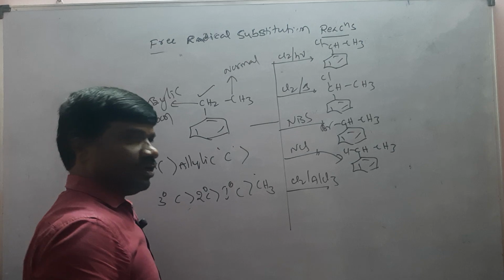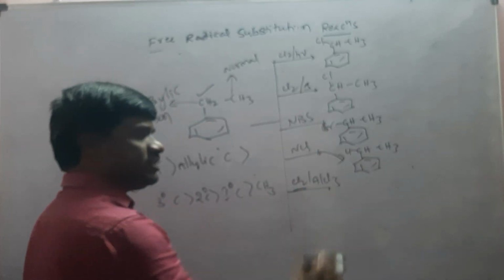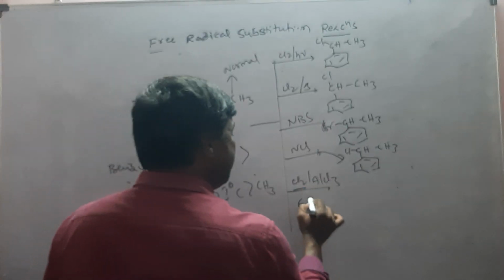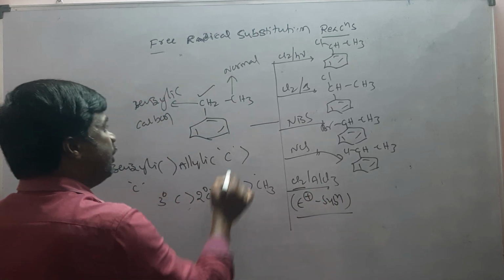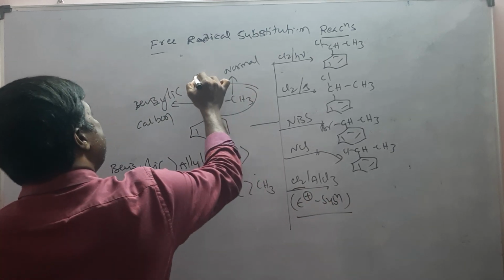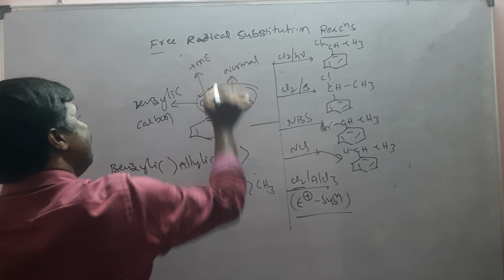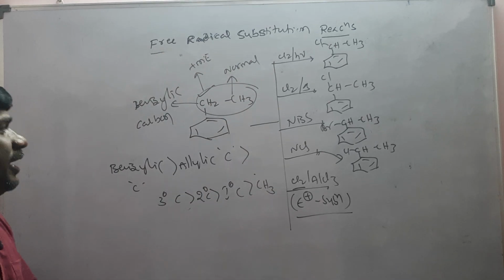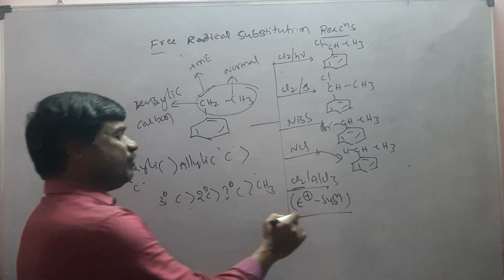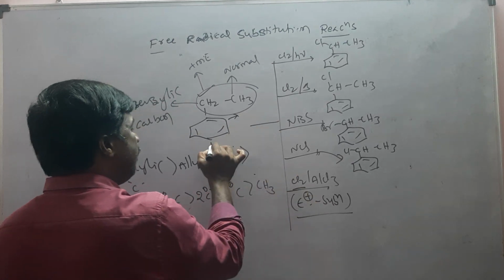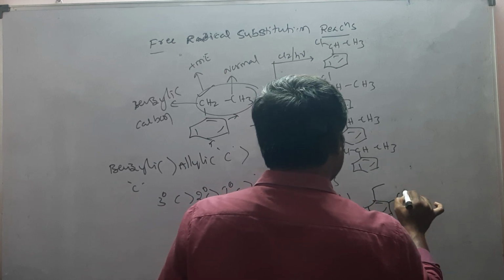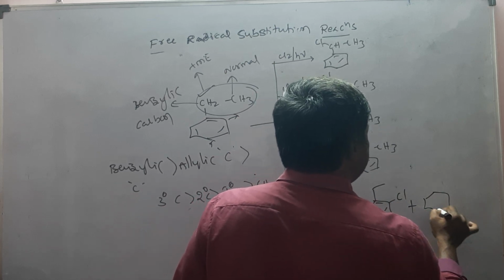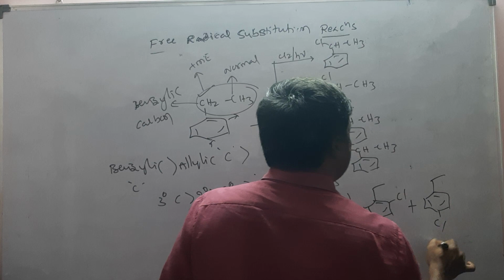Whereas in this case, Cl2 with AlCl3 is an electrophilic substitution reaction. The ethyl group acts as a plus M group, and whenever such a group is directly attached to benzene, electrophilic substitution takes place at the ortho and para positions. So it forms ortho-chloroethylbenzene and para-chloroethylbenzene.